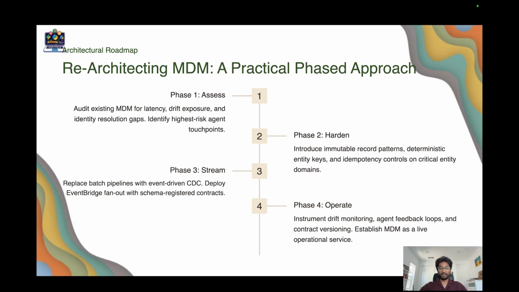Phase 3, stream. Replace the batch pipelines with event-driven change data capture and put your contracts on the bus. Phase 4, operate. Stand up the drift monitoring, the agent feedback loops, the contract versioning. This is where master data stops being a project and becomes a living service. The thing I want you to hear in this is permission to start small. You do not need to rebuild everything. You need to start with the entities your agents already touch.